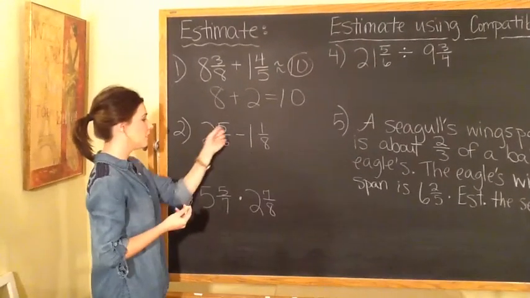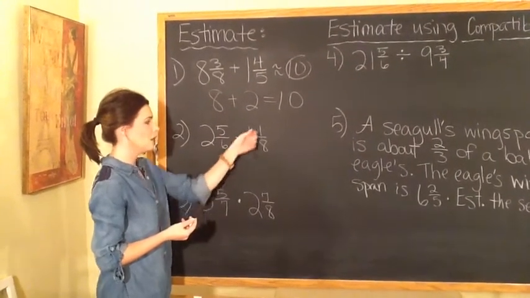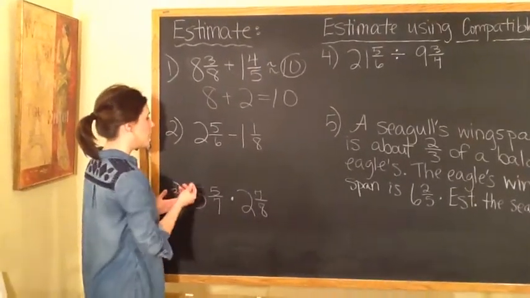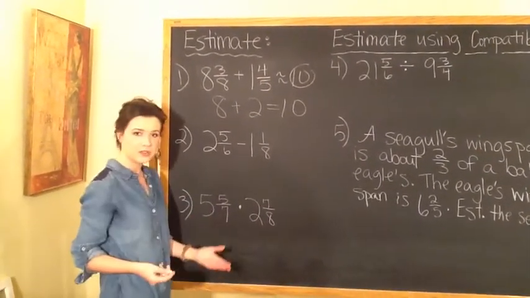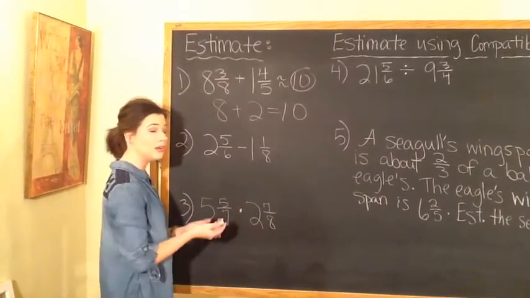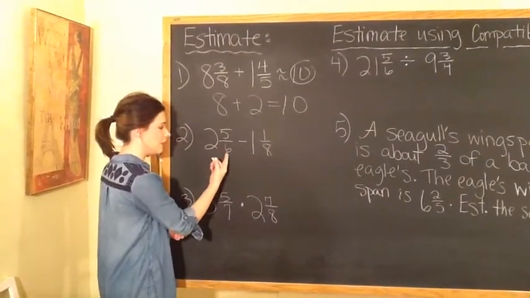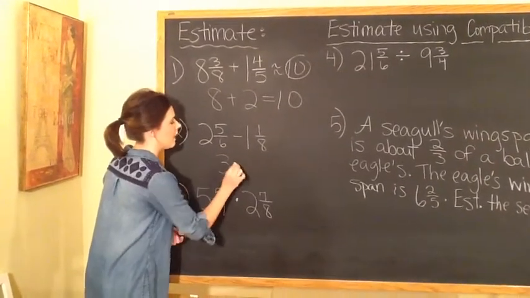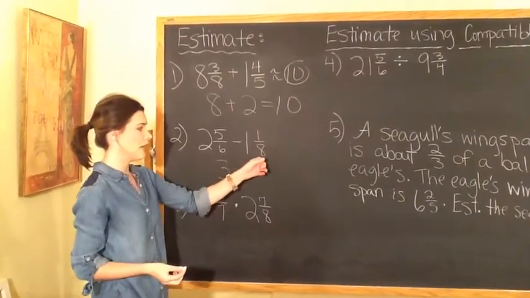We have 2 5/6 minus 1 1/8. So in my head, I'm thinking half of 6 is 3, 5 is greater than the half, so that means we're going to round up. So I'm going to round 2 5/6 to 3. And then I'm going to subtract 1 1/8.